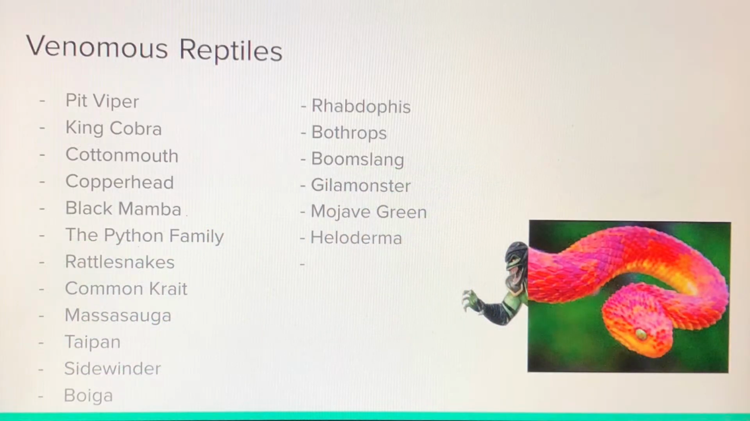There are a lot of venomous reptiles, such as the pit viper, king cobra, cottonmouth, copperhead, black mamba, the python family, rattlesnakes, common krait, massasauga, taipan, sidewinder, boomslang, gila monster, mojave green, heloderma, and etc. It's a lot more, actually. I couldn't put them all on this list. I'm sorry.